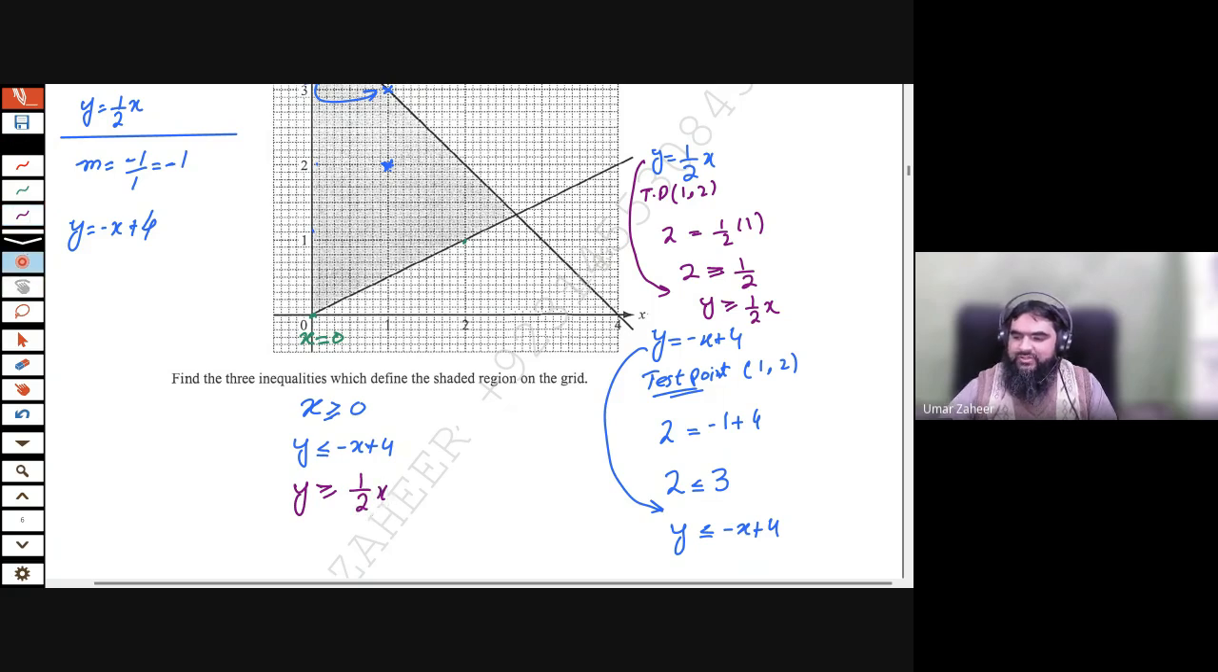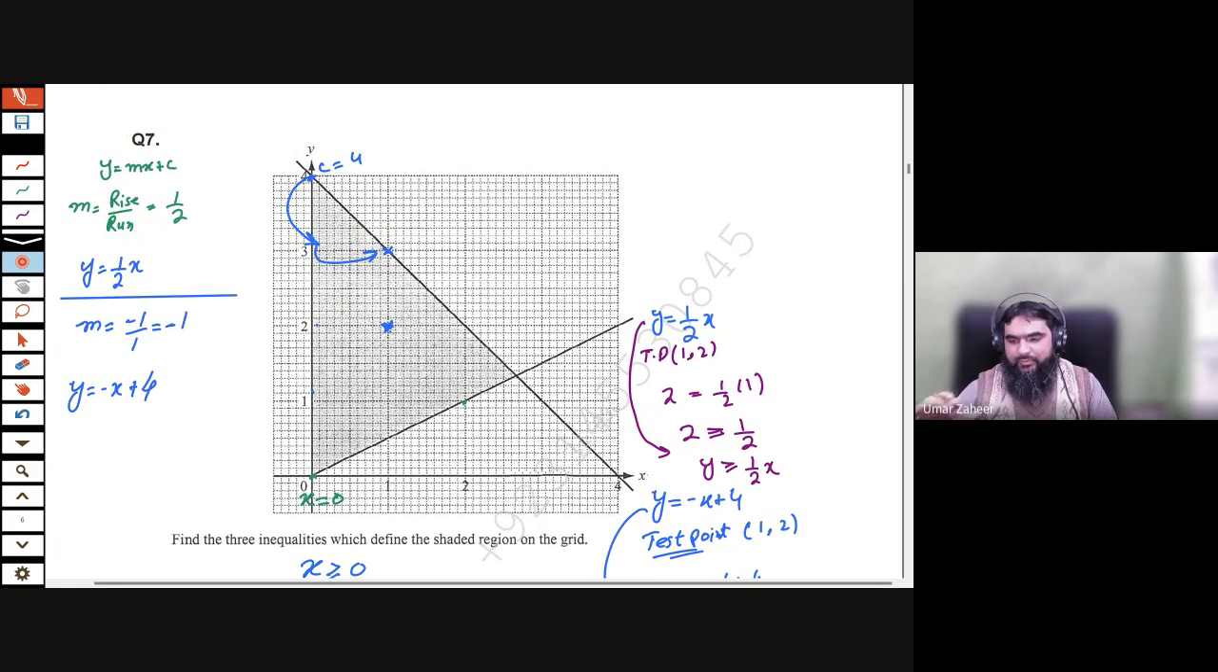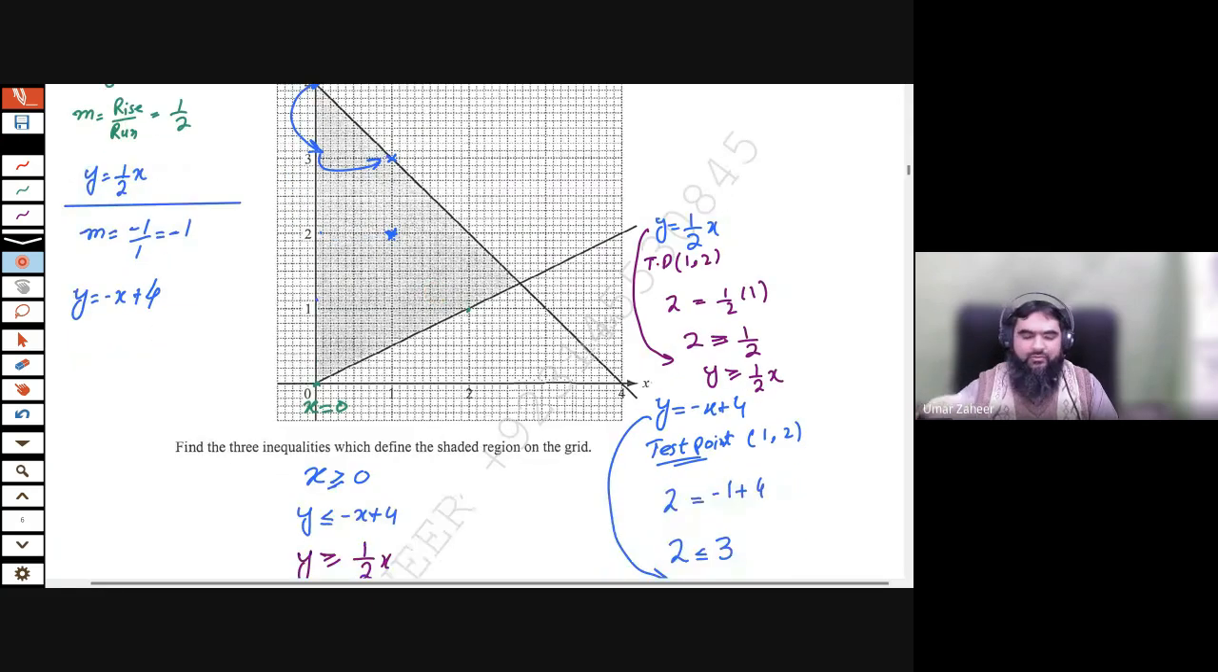While you are doing the question, you have to do things step by step. What do we do in the very first step? First of all, we find all the equations of the lines. We get the equation x is equal to 0, the equation y is equal to 1 over 2x, and the equation y is equal to minus x plus 4. After that, you go for the inequality for the horizontal or vertical line. It is very easy. Towards the right side it is greater, on the left side it is lesser. So you get that x is greater than or equal to 0.